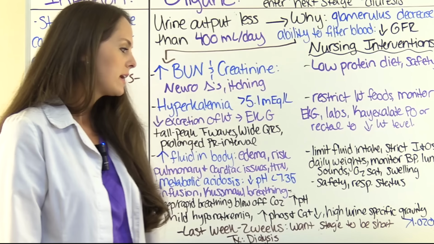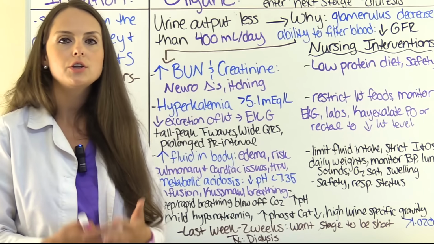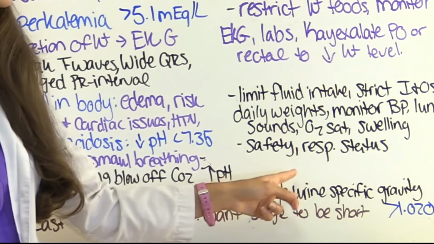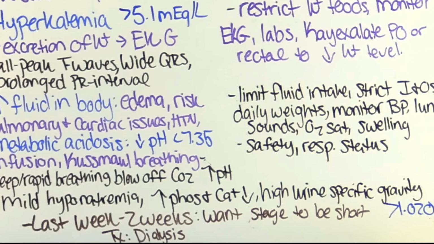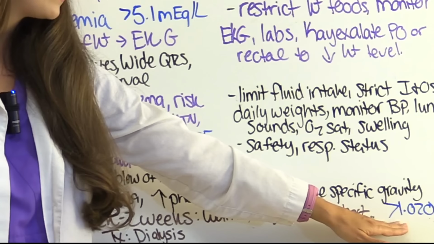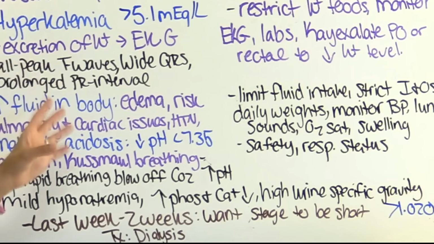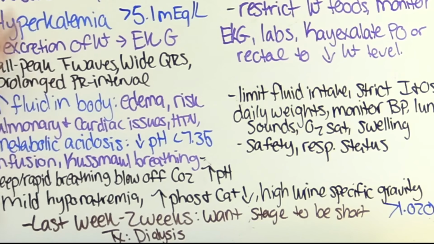And another thing they can have is really concentrated urine. So if they produce any urine really at all, it'll be really dark and concentrated, and it'll have a high urine-specific gravity, and that will be any value greater than 1.020.